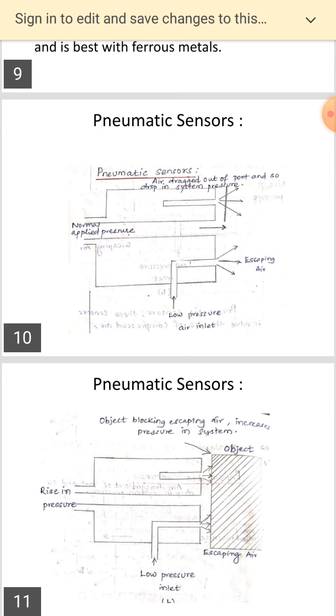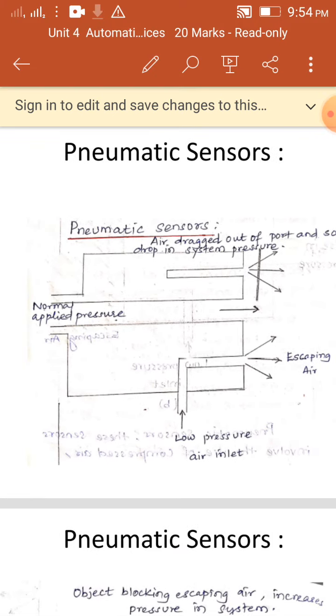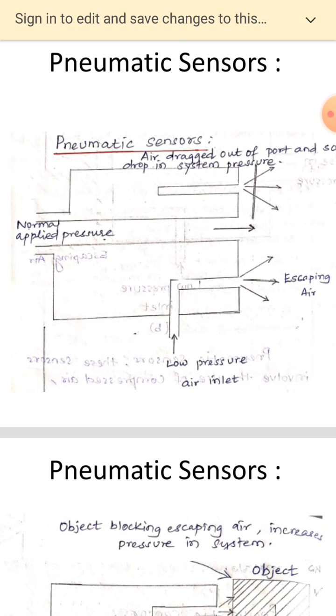So next we'll see pneumatic sensors. In the diagram we can see that at normal applied air pressure, there are two openings. The low pressure air inlet is given at the bottom, and all the air is escaping out. Whatever we give at the bottom is escaping out in the bottom portion, and on the top there is some blockage to this escaping air.